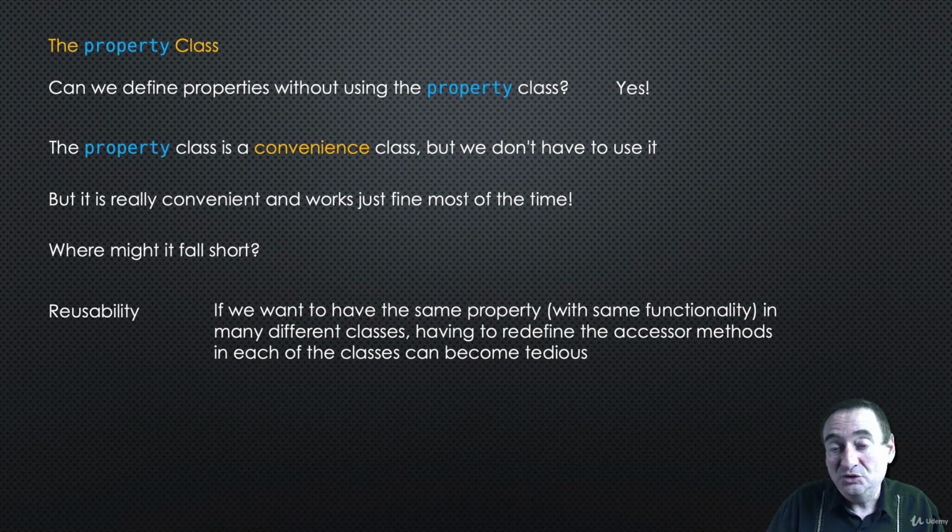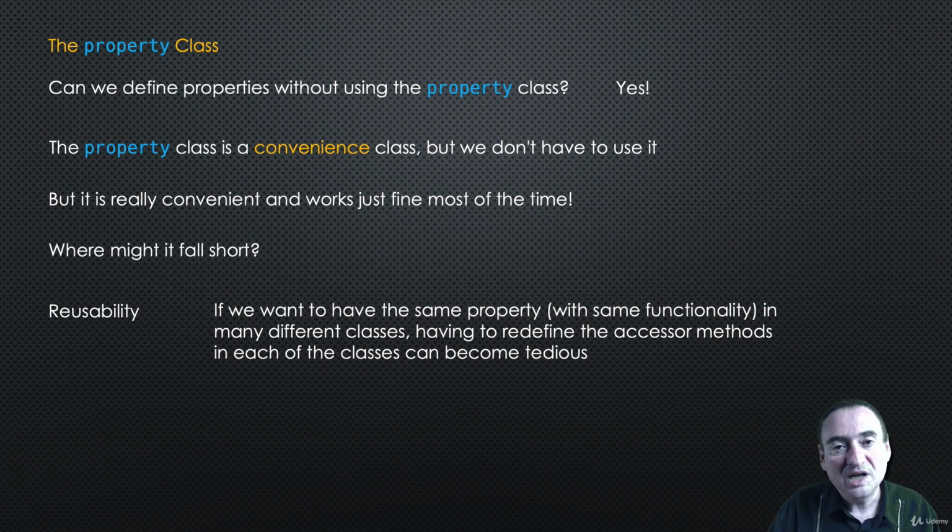If we want to have the same property with the same functionality in many different classes, then really what we have to do is redefine all those accessor methods. We have to rewrite them in each of those. Now we could pull them out of the class, put them somewhere else in the module and then reference them inside the class. That's a little weird maybe, but that certainly works. But there's a better approach than that. So reusability is a key one.